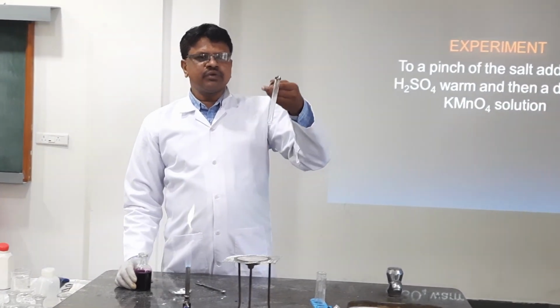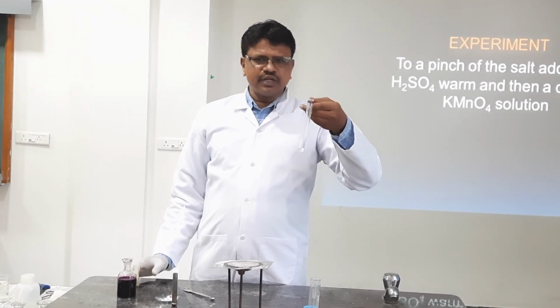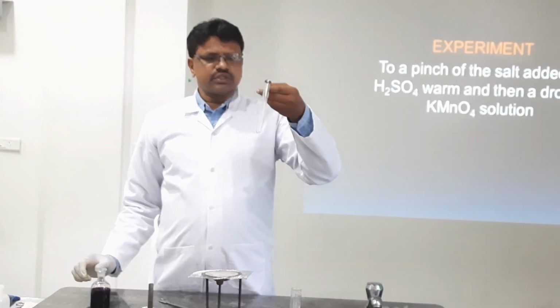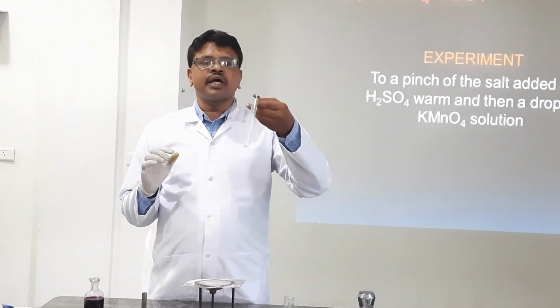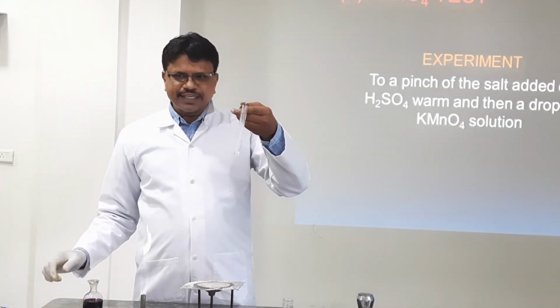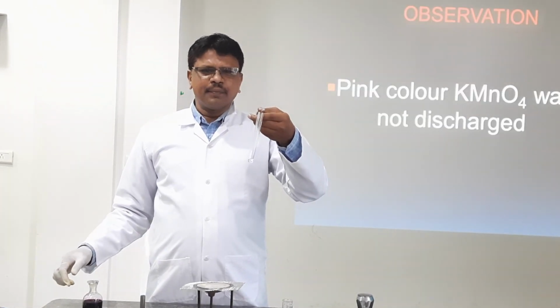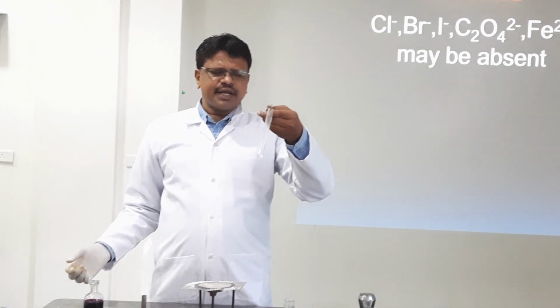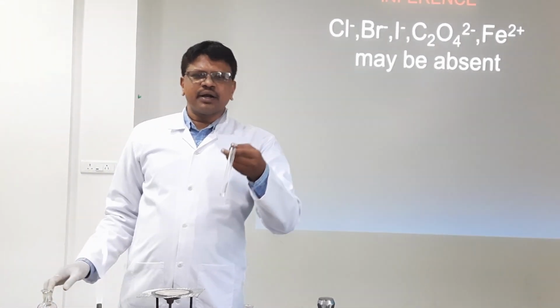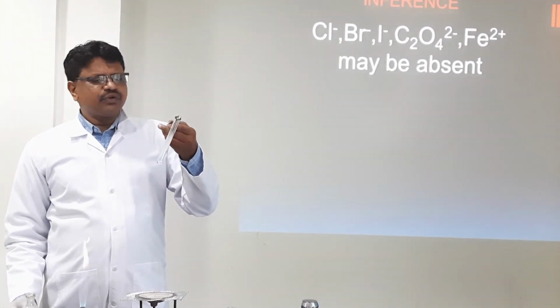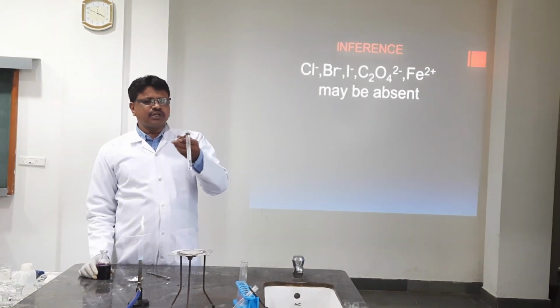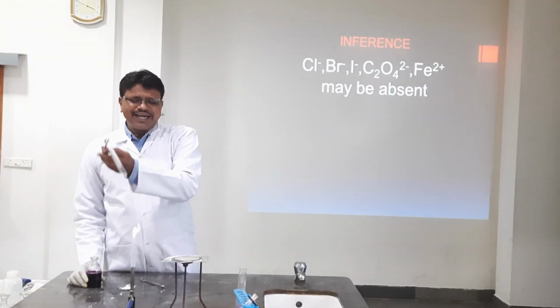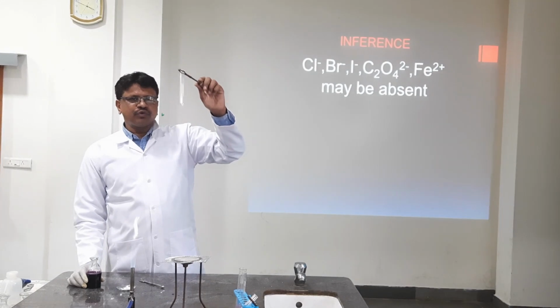Okay. So what are we doing this test for? By this test we will come to know whether some ions are present or not. What are the ions? Chloride ion, bromide ion, oxalate ion, iodide ion or Fe2+ ion. If those are present, that information will be known by decolorization of KMnO4.